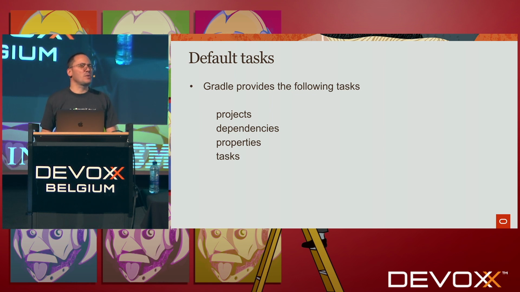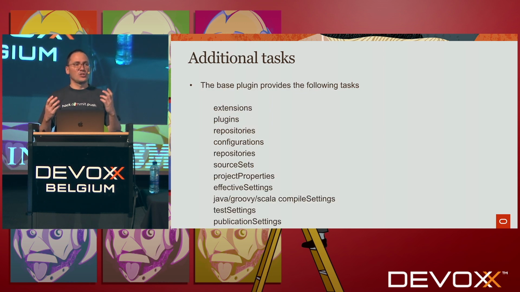But what else can we ask a build? Would you like to know how many source sets, or the current Java compiler settings, or configurations, or publications, or whatnot? So this is exactly what this particular plugin tries to address.